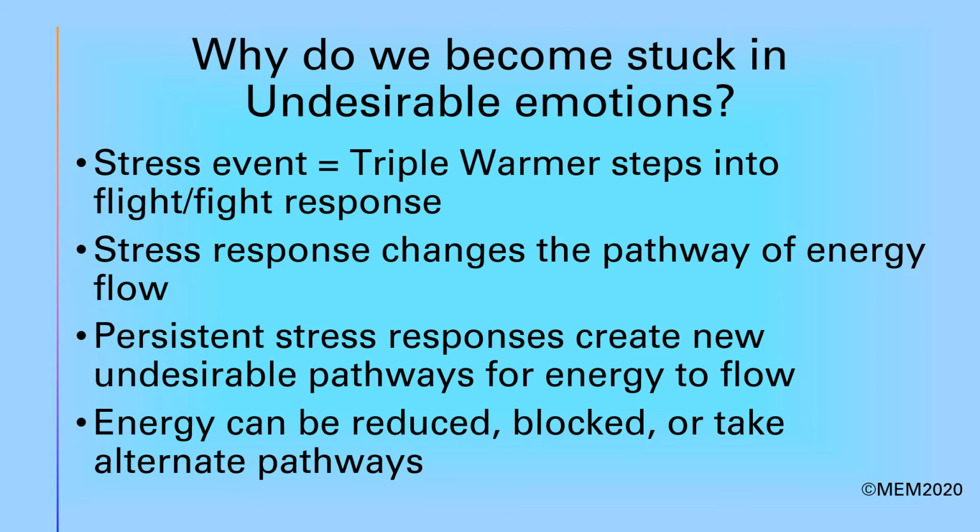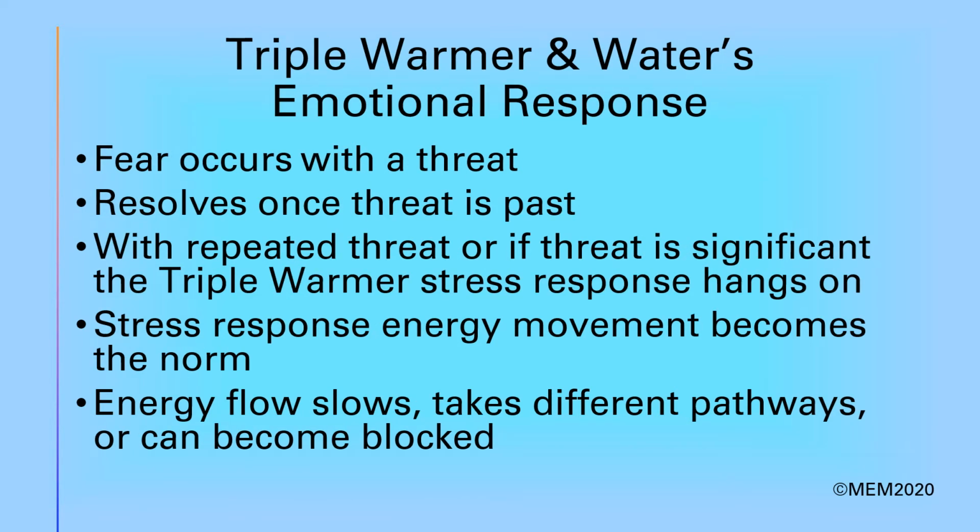But this system activates and puts us into the right mode of what we need to do at the time. The stress response that we have changes the pathway of the energy flow. And on a temporary basis, this is all fine and good. But with that persistent stress response, there's a new undesirable pathway that's fully created for the energy to flow through. And then the normal pathways where energy should be flowing could be reduced, could be blocked, or the energy just takes an alternative route.